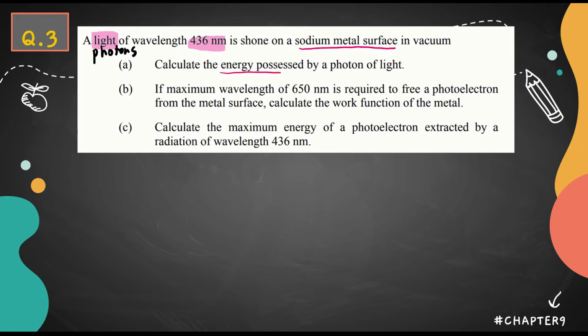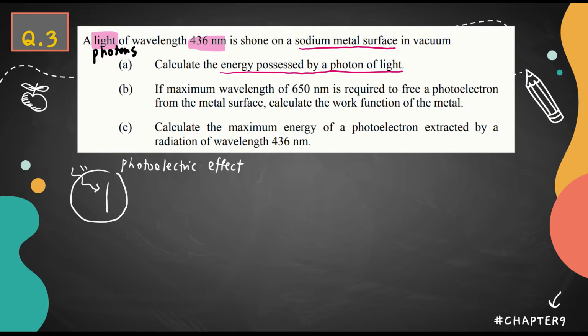Calculate the energy possessed by the photon of light. We may imagine this is the metal surface in the vacuum. Then we have the light shine on the surface. So we hope that you still remember photoelectric effect. This is the phenomenon of photoelectric effect. What happens when we shine the light on the metal surface? Photoelectrons will be emitted from the metal surface.